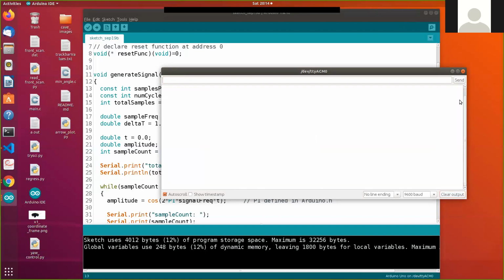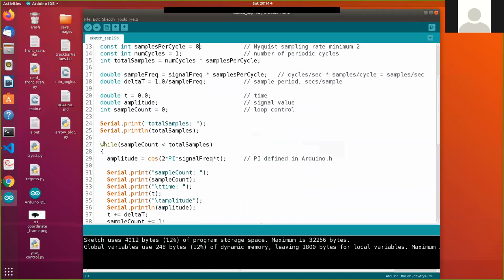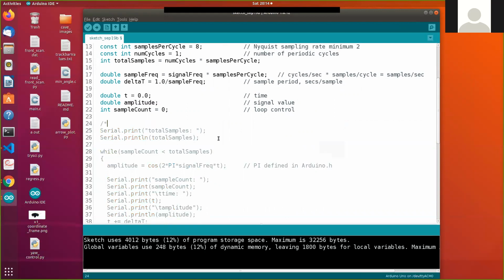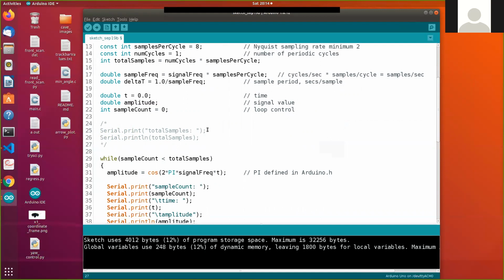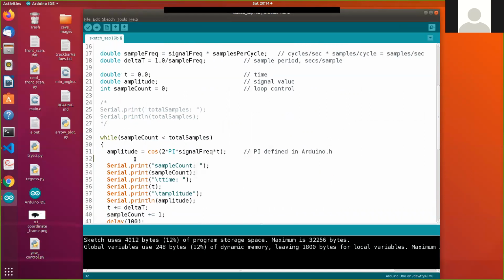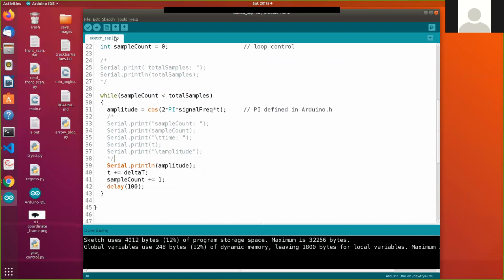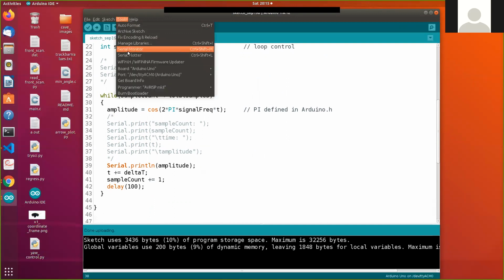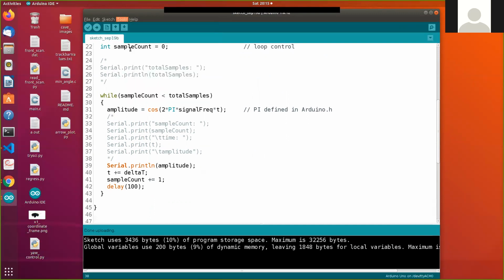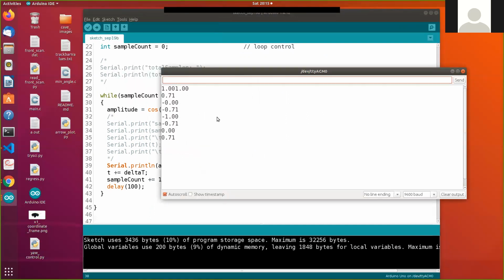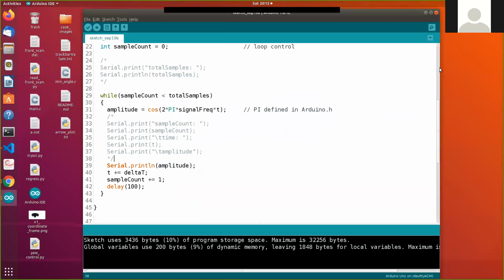All right, so let's clear this. And let's go ahead and put this on the serial plotter. But if we're going to do that, then we can't print out all this other stuff. All I really want to print then is the amplitude onto the serial plotter. And if you want, let's run the serial monitor to just show, okay, there are 8 values. We're not printing out any extra text or anything. So this should look okay on the serial plotter.